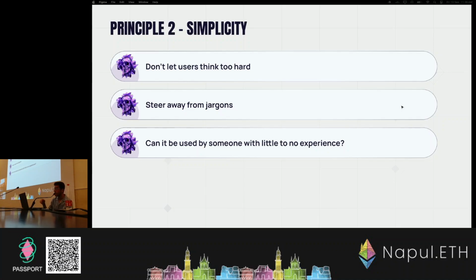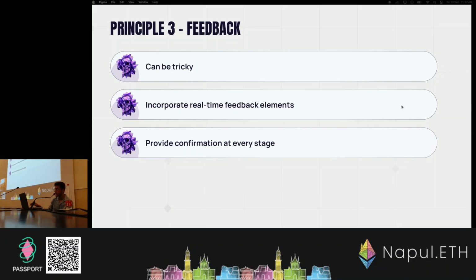So avoid overwhelming users with technical jargon. For example, instead of showing a full breakdown of gas fees and what's going on, show them a simple slider of transaction speed and then explain what happens if they choose a slower or faster transaction, right? And a good test for simplicity is asking yourself, can your app be used by someone who has zero Web3 experience? If the answer is no, simplify it further. It's not there yet.